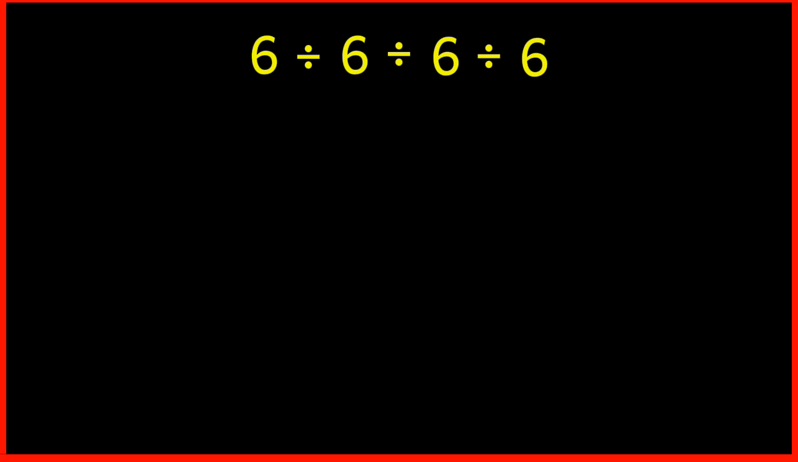First, 6 divided by 6 equals 1. That part is simple and clear. So the expression now becomes 1 divided by 6 divided by 6, and we are not done yet. We continue solving from left to right.